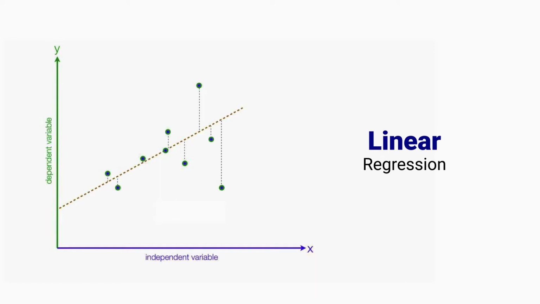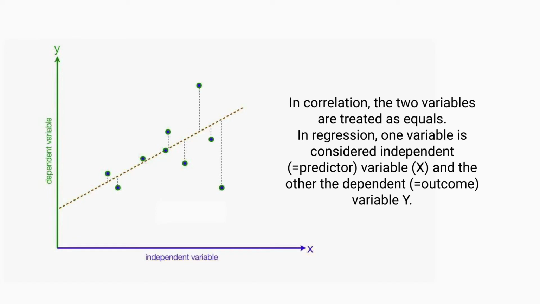So what is linear regression? If we start with the simple linear regression: in correlation the two variables are treated as equal. In regression, one variable is considered independent, which we call the predictor variable, x, and the other is dependent and is called the outcome. So here we are treating the two variables in a different manner. In correlation, we considered the variables in an equal manner; it could be x or y or a or b. But in regression, one variable is considered independent as the predictor and the other the dependent.